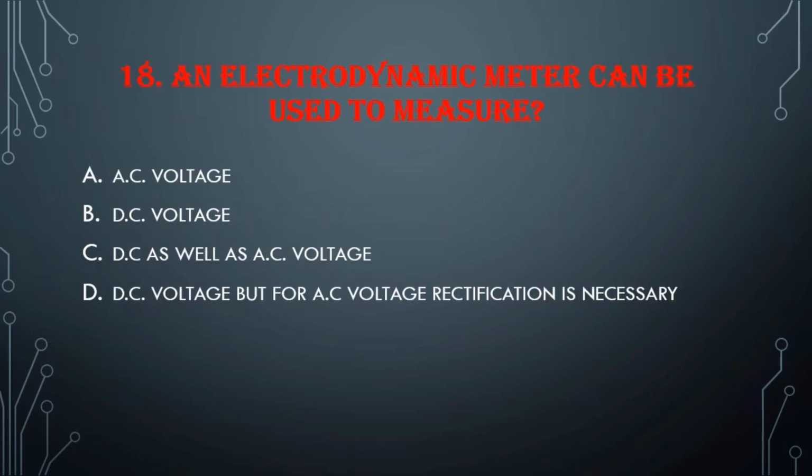The next question for you all, my friends, is: an electrodynamic meter can be used to measure. The options are A. AC voltage, B. DC voltage, C. DC as well as AC voltage, D. DC voltage but for AC voltage rectification is necessary. And your time starts now.